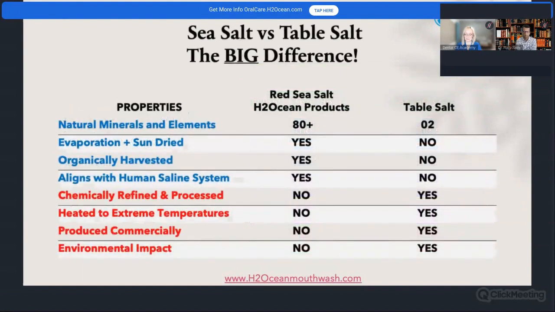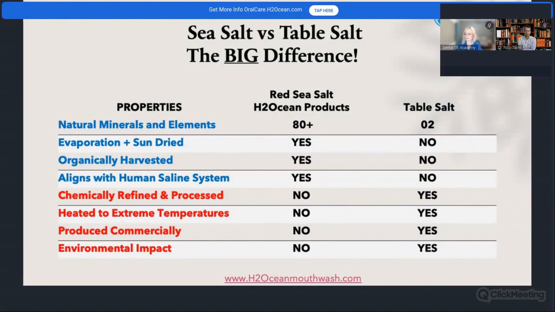There's also sea salt versus table salt. Which one's better? Think about it. Would you rather be taking 82 trace minerals, or would you rather be taking 2 trace minerals, sodium and chloride? Which one do you think is going to balance your body the best? Red sea salt is unrefined. It's evaporated and sun-dried. It's the only real organically harvested salt in the world because it's surrounded by deserts.